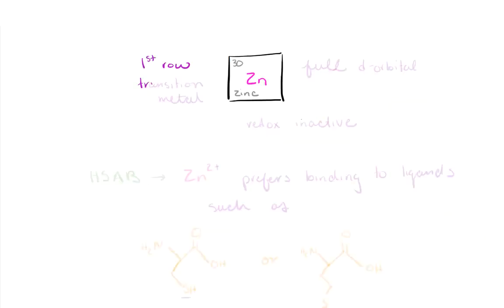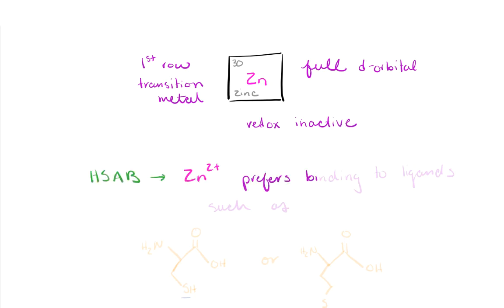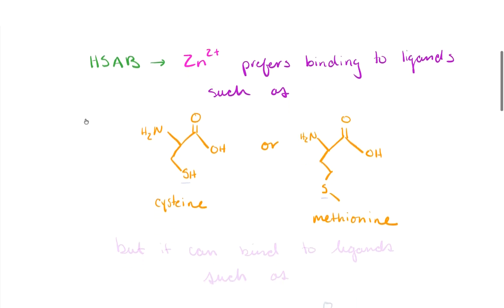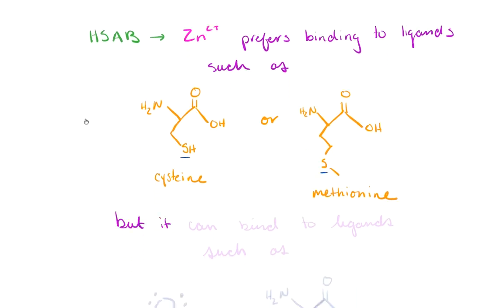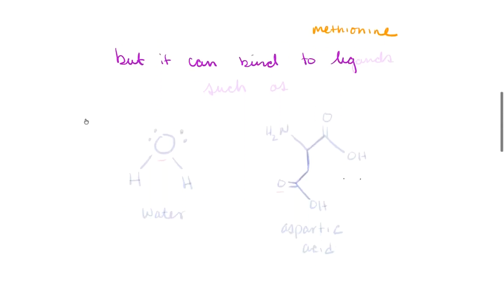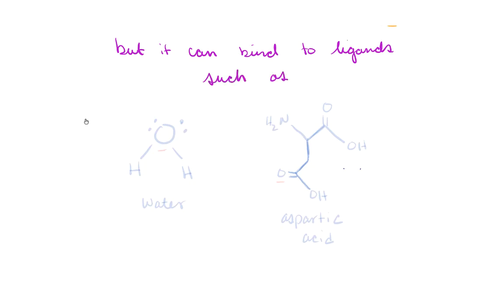Now, zinc is an interesting metal. It is a first-row transition metal, has a full set of d orbitals, and is redox inactive. According to hard-soft acid-base theory, zinc is a borderline soft metal. This means that it prefers to bind to soft donor ligands such as cysteine and methionine, but it also has the capability to bind to hard donor ligands such as water.